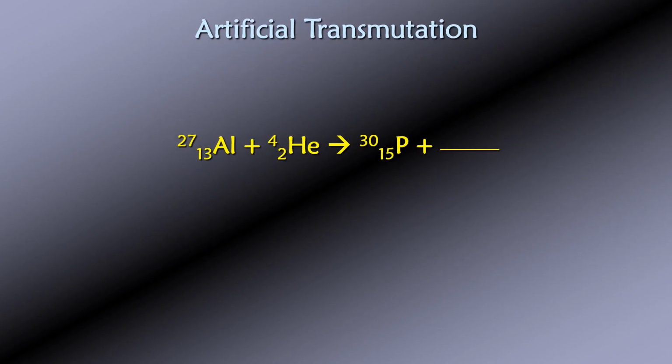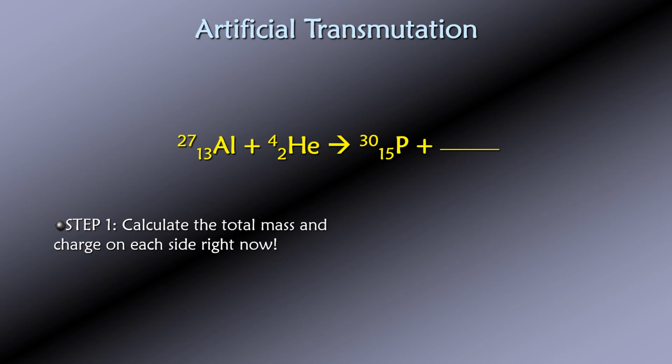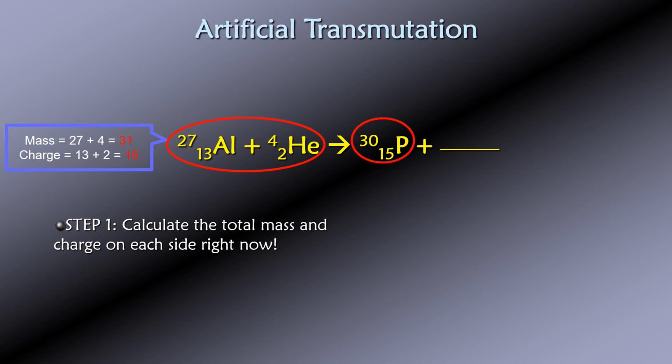Now let's say I rearrange the same equation again, and this time I am telling you we have aluminum bombarded with helium converting into phosphorus, but what is this reaction emitting in the process? So you follow the same steps. Your step number 1 will be to calculate the overall mass and charge on both sides, starting with the reactants. Your mass will be 27 plus 4, which is 31. Charge will be 13 plus 2, which is 15. Then we move on to the products. We only have one product right now, so the mass will be 30, charge will be 15.